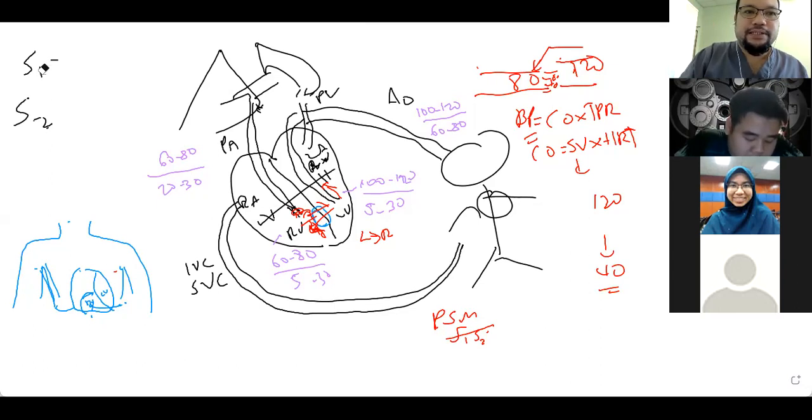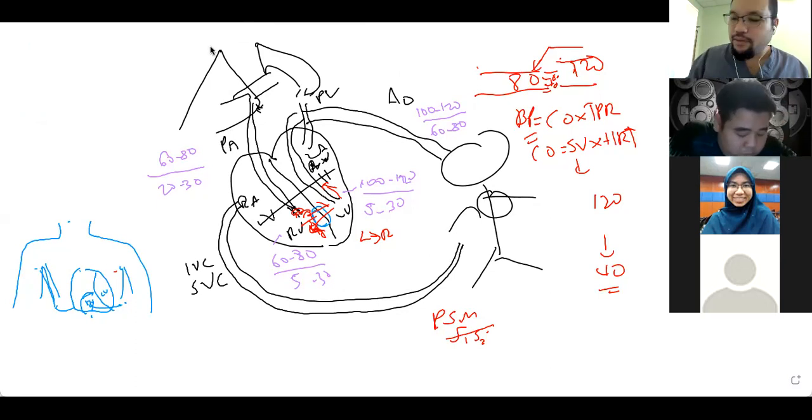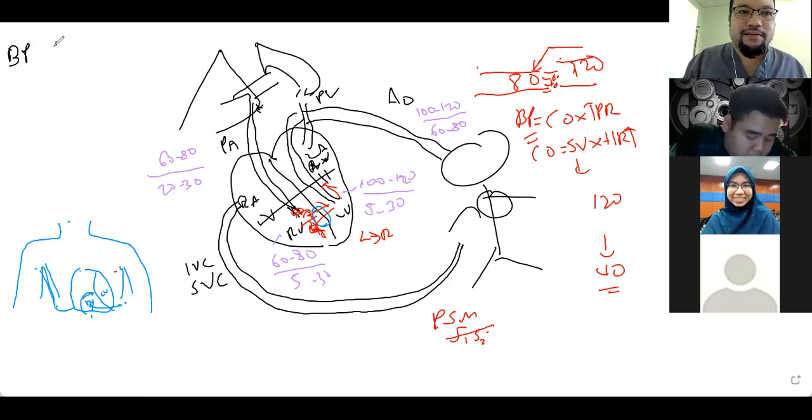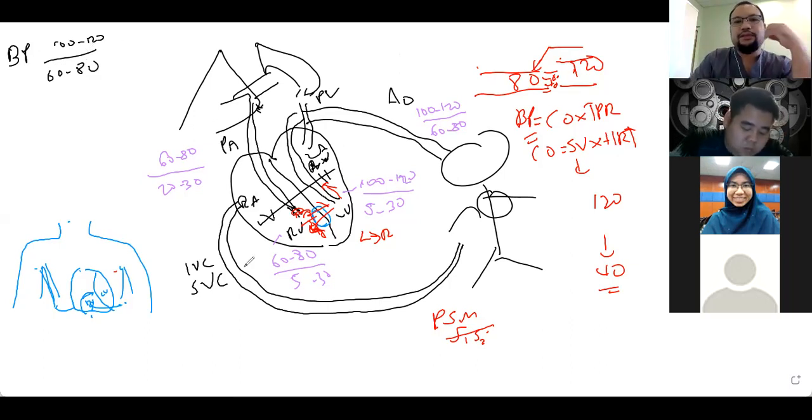Okay, let me erase this. Effect of VSD to your blood pressure. BP. Okay, normal 100 to 120, 60 to 80. Okay. Sekarang, ada VSD. What happens to your systolic blood pressure? So, fikir tengok.